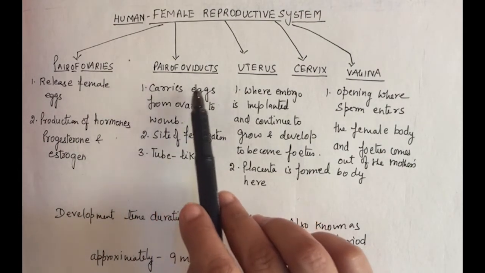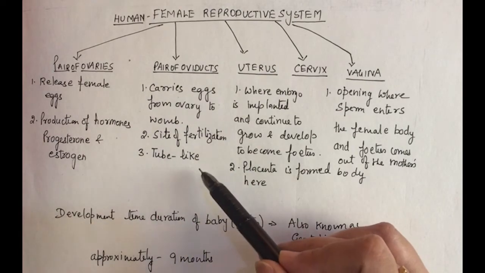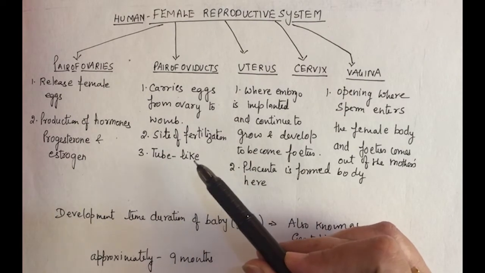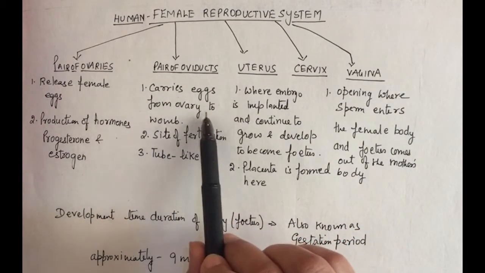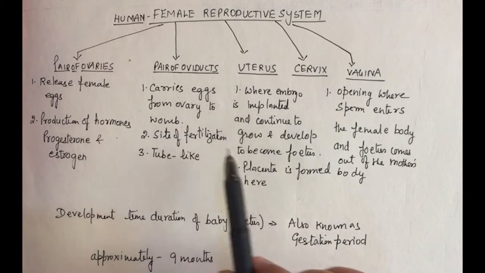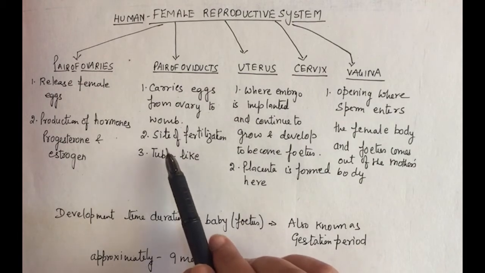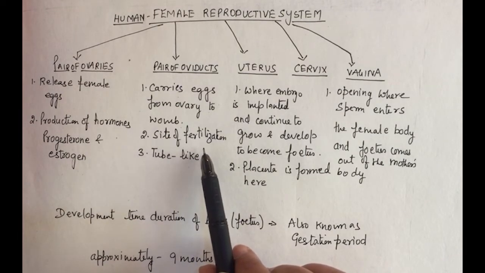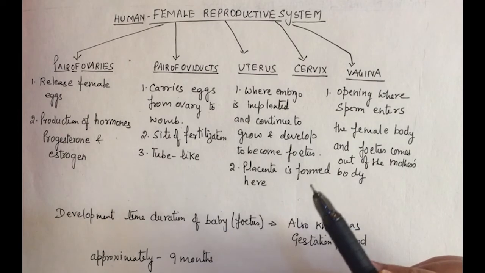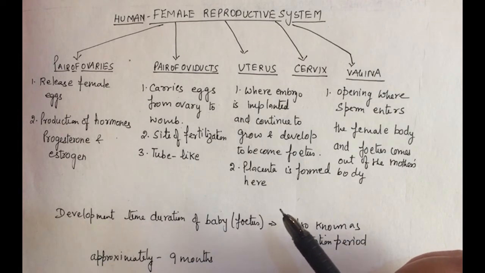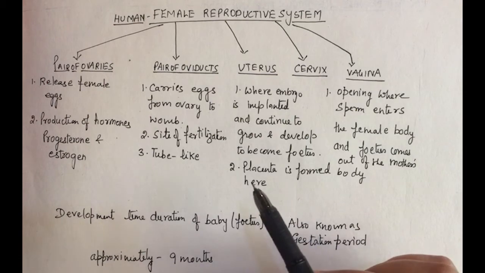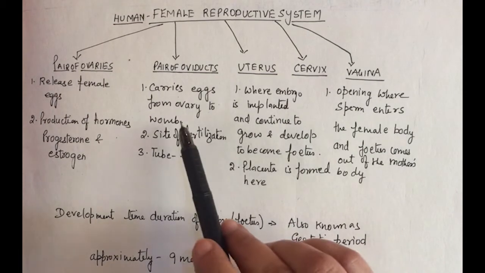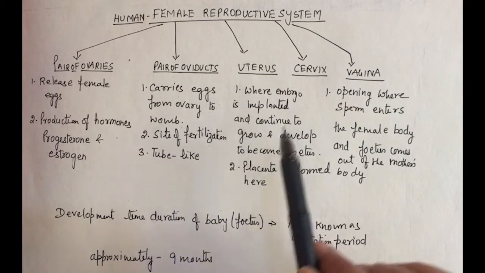Then we talk about pair of oviducts. They are tube-like structures which are attached from ovaries. They carry eggs from ovary to the womb. Womb is the uterus, and they are also the site of fertilization. Here the egg, when it reaches the oviduct, then the sperm comes and fertilizes the egg here. So this is the site of fertilization.